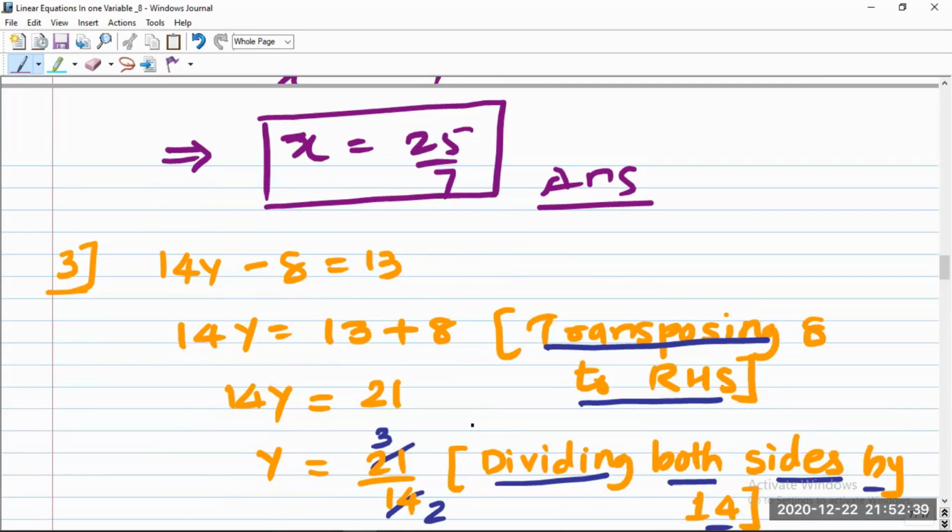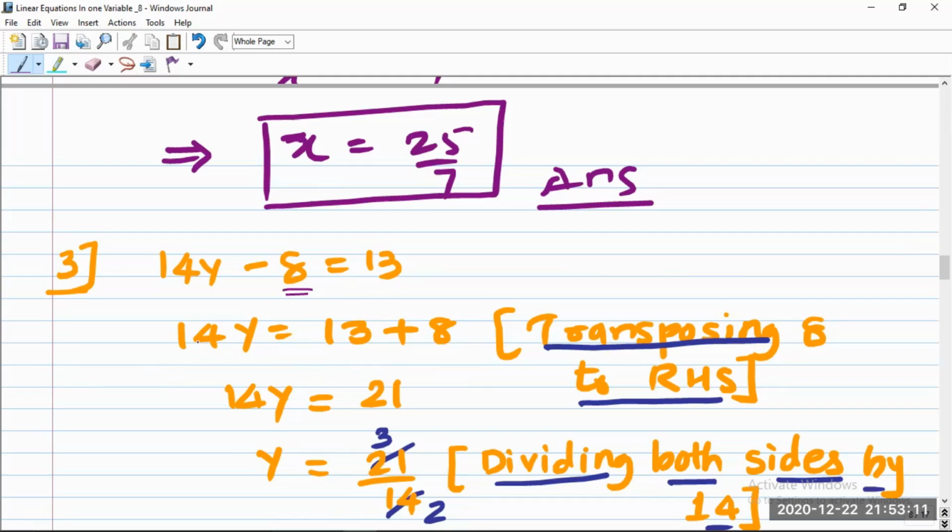So here the equation given is 14y minus 8 equal to 13. Clear? So this is the given equation. We need to solve this. Here the variable is y. In the previous two examples, the variable was x only. Now the variable is y. So we can say 14y equal to 13 plus 8. So the equation given is 14y minus 8 equal to 13. We need to transfer this 8 to the right side.